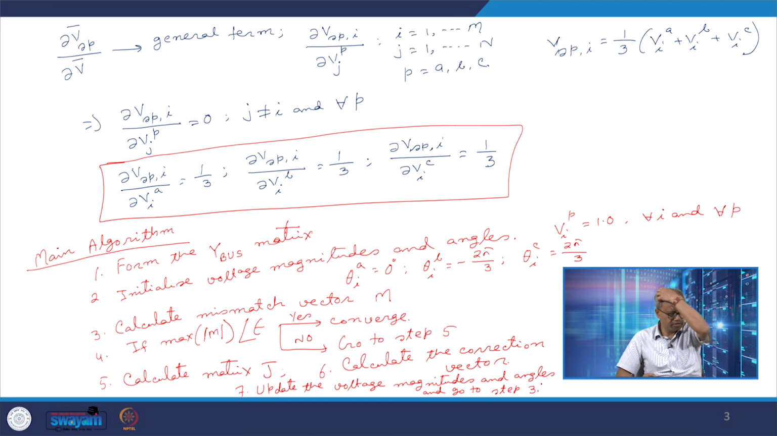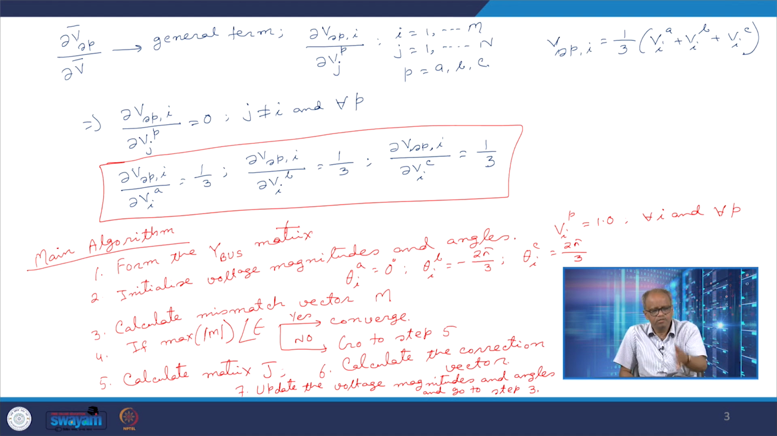This is the standard, very standard algorithm. Please note that in this algorithm we have not considered the issue of generator reactive power limit, etc. That we can do by some more modification in this algorithm, but we are not doing this in this course. So this is the very basic algorithm.